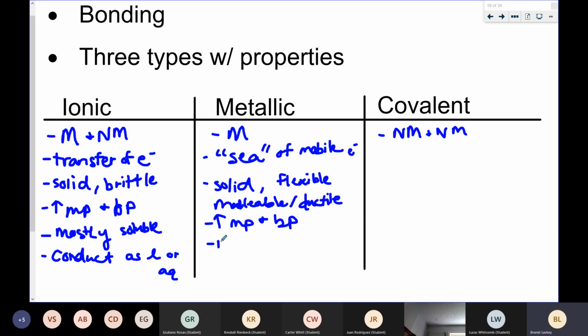Metals are not soluble in water. So you're not going to be able to put aluminum foil in water and have it completely dissolve and go away. And in terms of conductivity, these always conduct. These are the only ones that will conduct as a solid. The reason it conducts is because of those free electrons. Since the electrons are free to move around, the electricity or heat is free to move around.